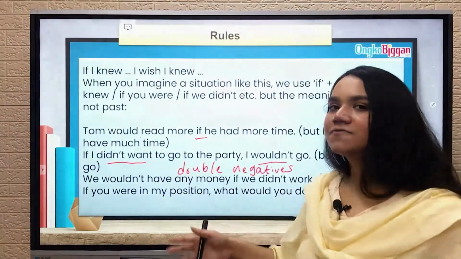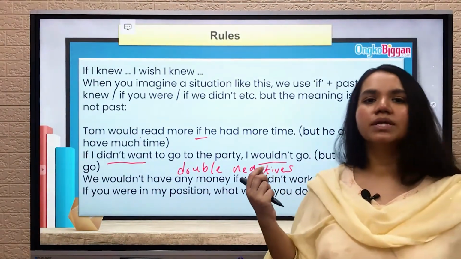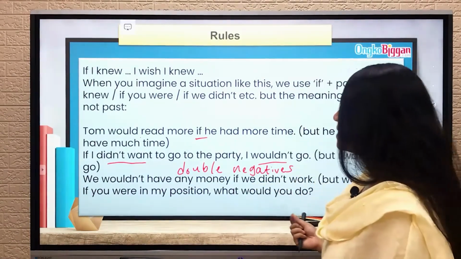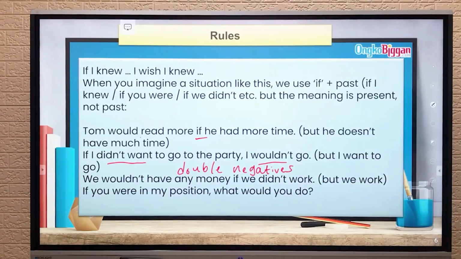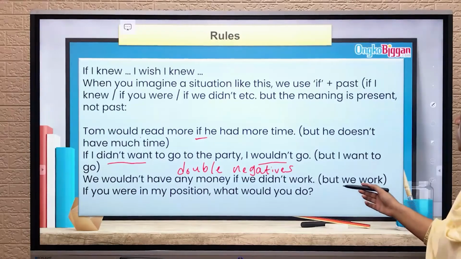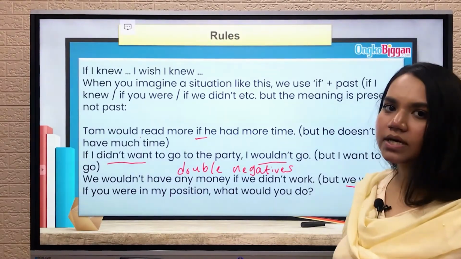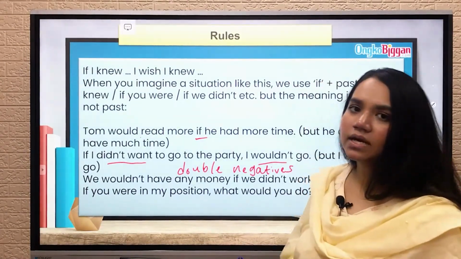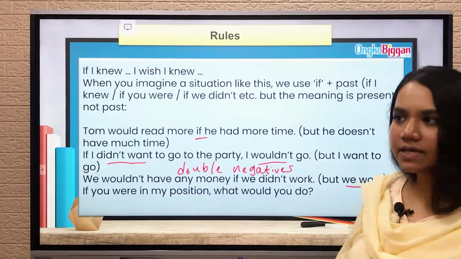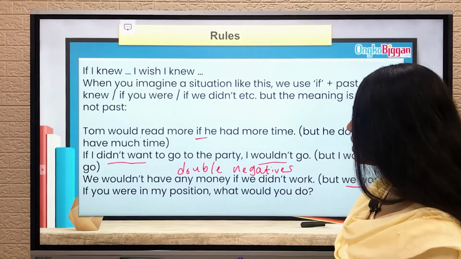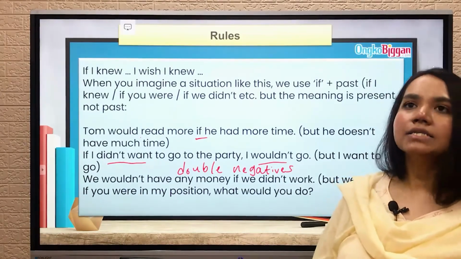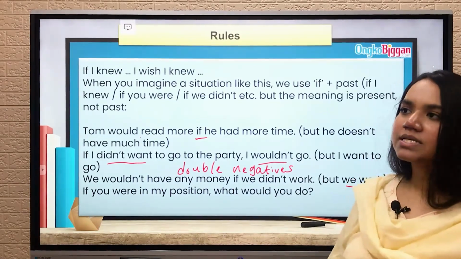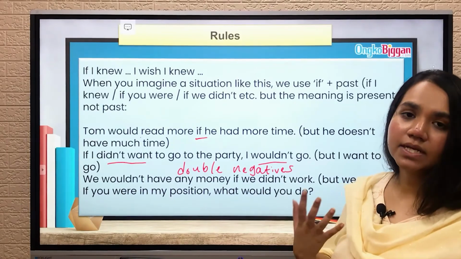So I hope that after reading a sentence, you totally get the meaning of it, and that is where you will put the rules as follows. Then, we wouldn't have any money if we didn't work. But the thing is, we do work, right? We are actually working here, right? So, we wouldn't have any money if we didn't work. Here, you are once again putting double negatives. So you're trying to say that if we didn't work, we wouldn't have any money, meaning that right now you are having money because you are working, right? So this is once again double negatives, which totally means a positive sentence.